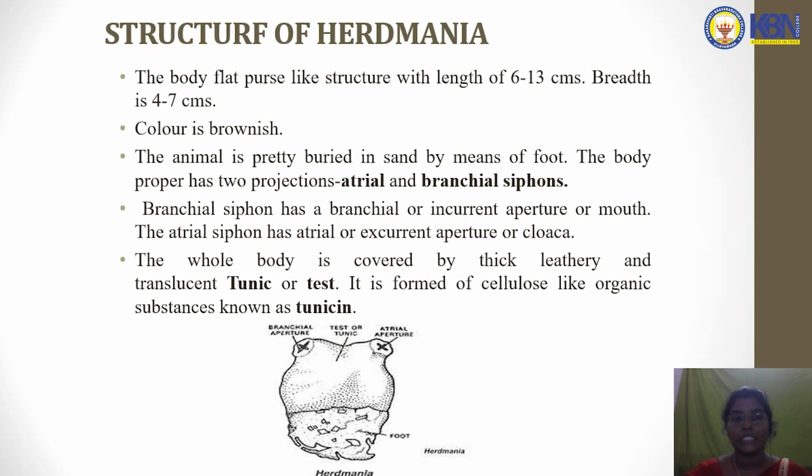Next, structure of Herdmania. The body is a flat purse-like structure with length of 6 to 13 centimeters, breadth is 4 to 7 centimeters. Color is brownish. The animal is partly buried in sand by means of a foot. The body proper has two projections, atrial and branchial siphons. Branchial siphon has a branchial or incurrent aperture or mouth. The atrial siphon has atrial or excurrent aperture or cloaca.